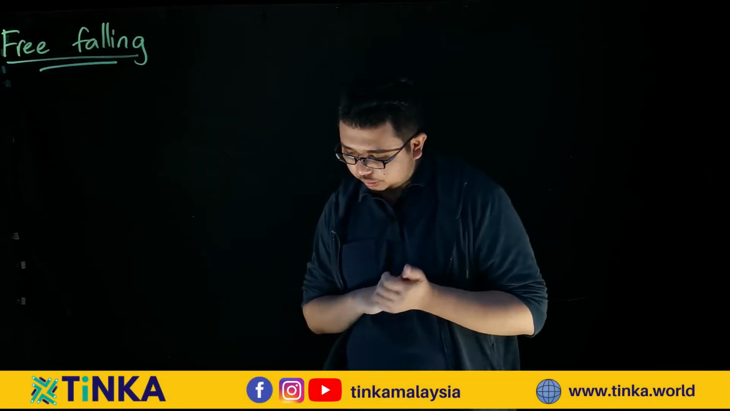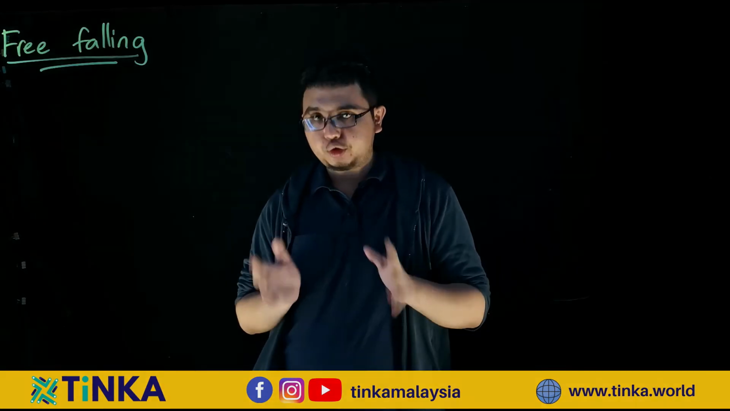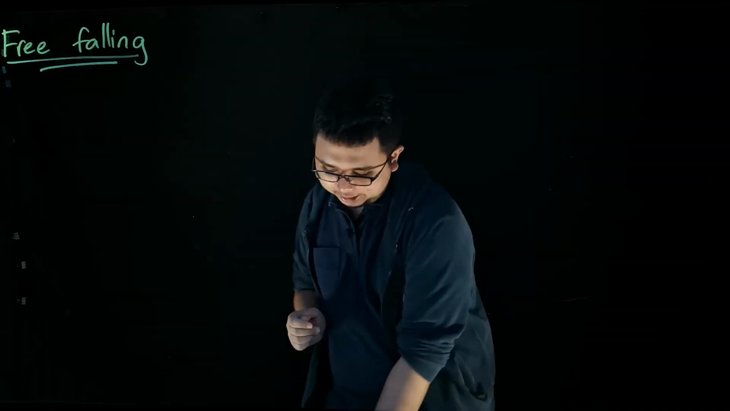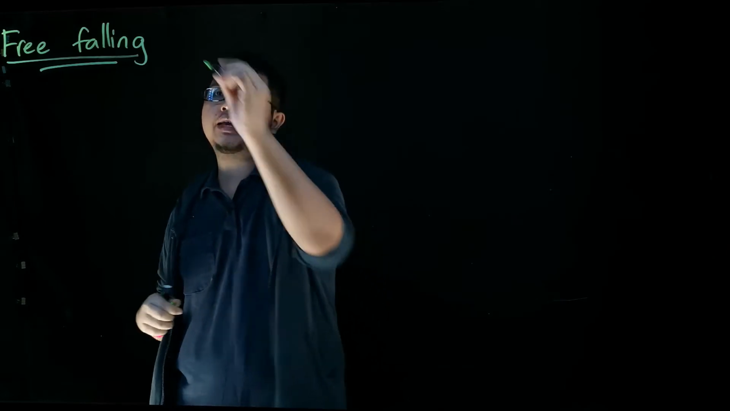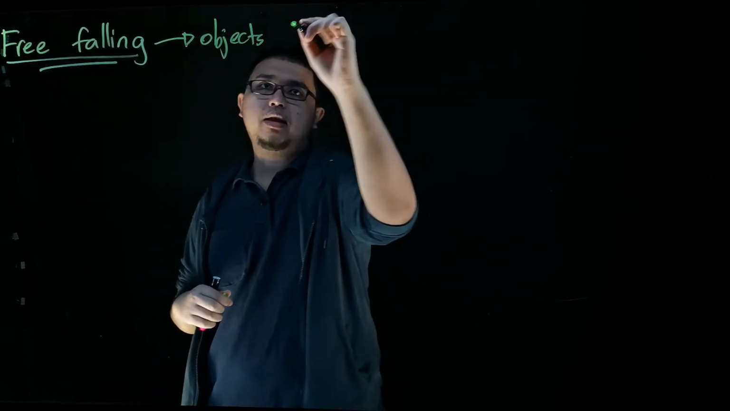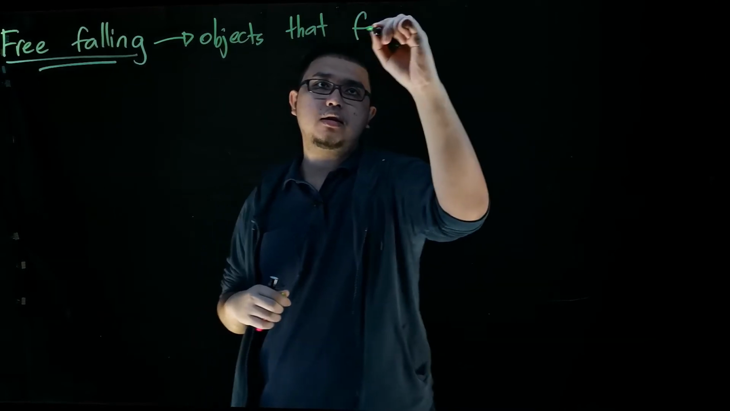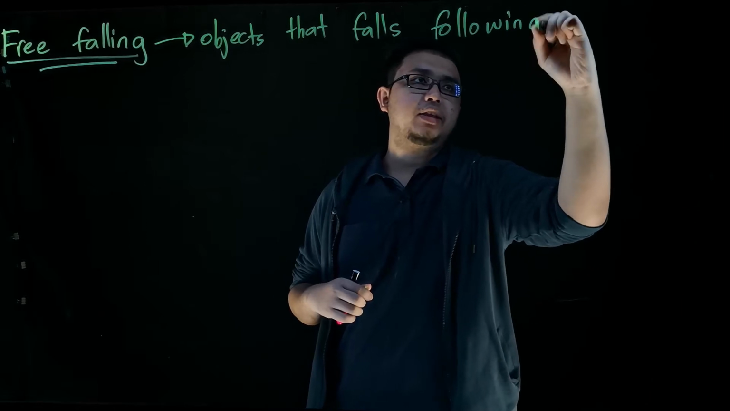Alright, so for today, we're gonna learn about free falling, a continuation of chapter 2. In chapter 2, we already learned about how objects move in a straight line, but now we're gonna talk mainly on free falling. So what is free falling? Free falling is an object that falls following gravity.